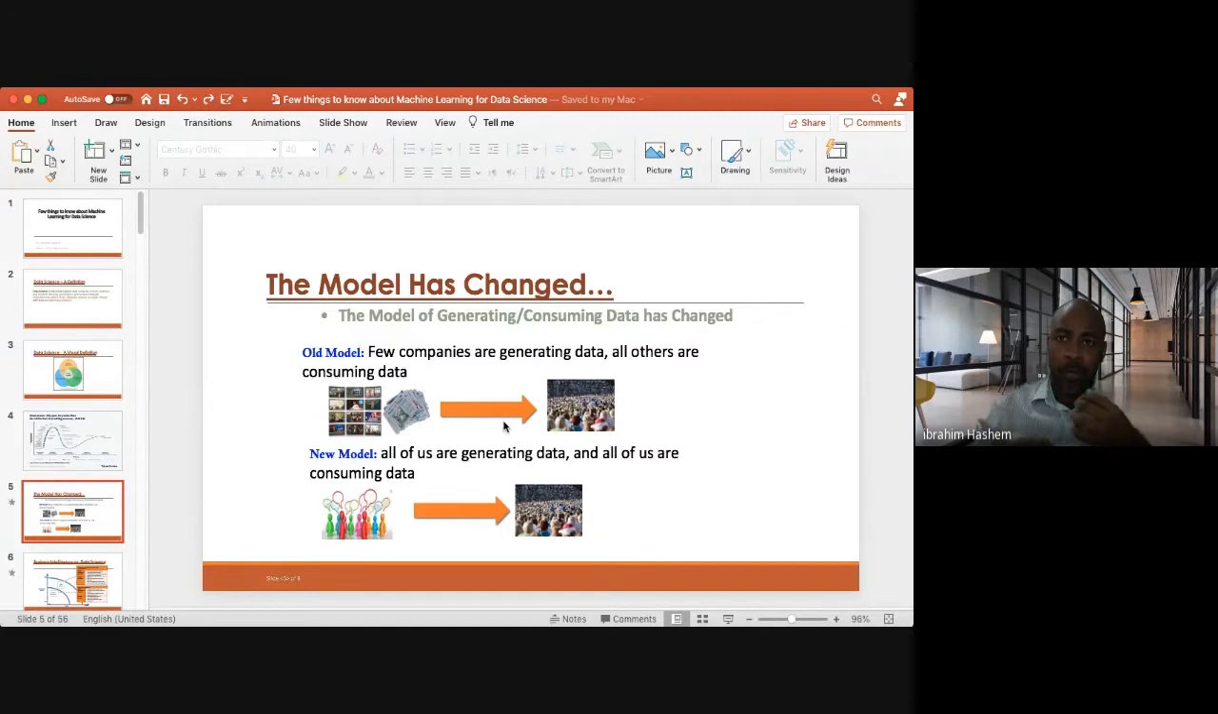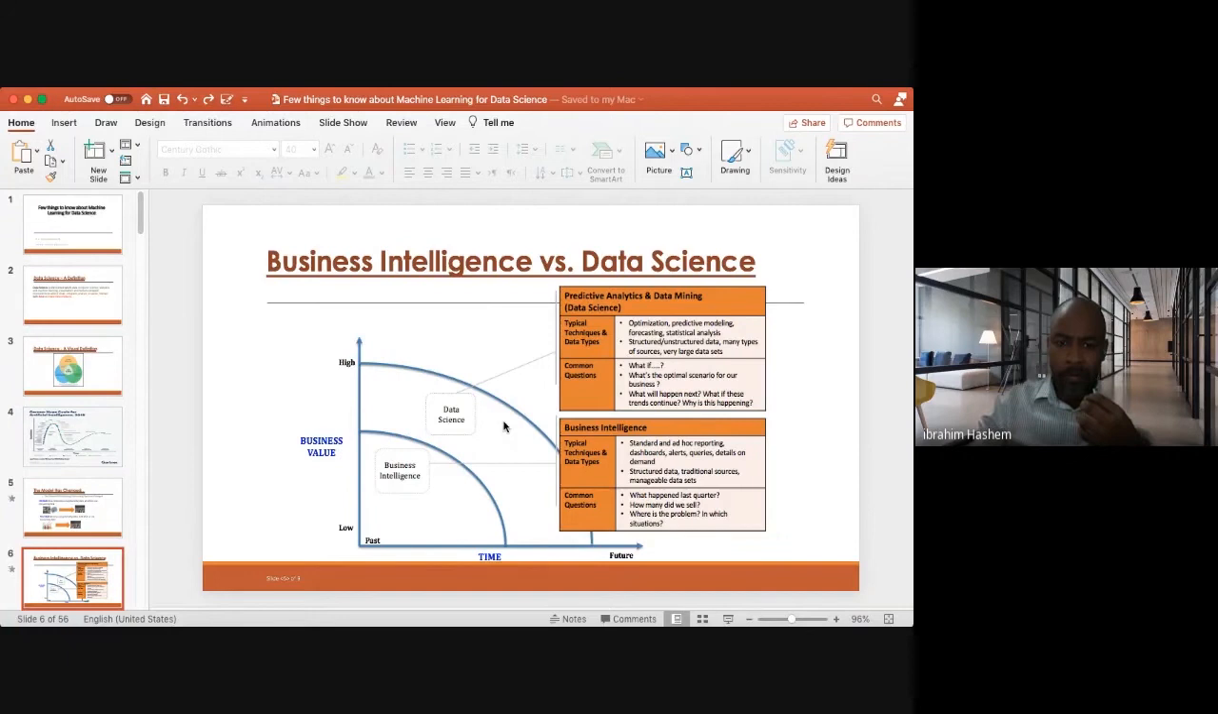So, a bit of a comparison between business intelligence, which most of the companies are using, and what data science looks like. If you look at the graph here, as we go into the future, we are moving more toward data science, and the value also increases as we move toward data science. Generally, business intelligence is all about the past and has a low value compared to data science, which is more about predicting the future and the value that we get when we predict the future. Just a small comparison in a table, if you can see here, we have predictive analytics, data mining, or we call it data science.